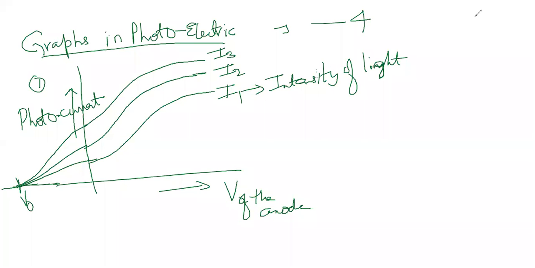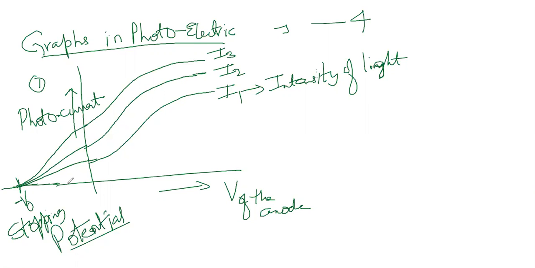When these graphs are back prolonged, all these graphs will meet on the negative x-axis at the same point called minus V0. This is called the stopping potential. At this point, all the 3 graphs or 4 graphs or 5 graphs will meet. You know what stopping potential is, no? It is the minimum potential that you have to apply across the negative anode to stop the fastest moving electron. That is called the stopping potential.